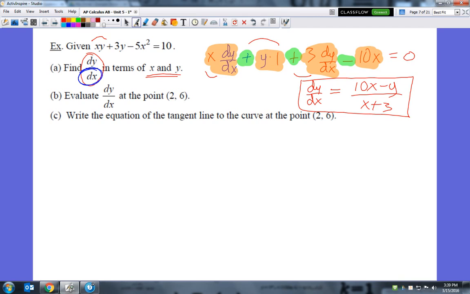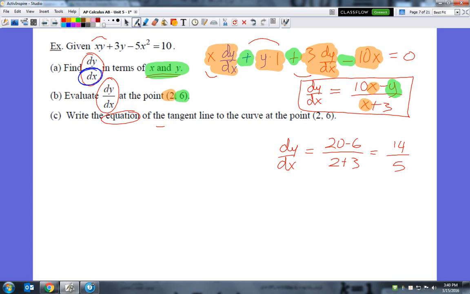Okay. So evaluate the derivative now at (2, 6). The difference now is that I'm not just going to use 2 the way you've been doing up to this point. Because you don't have your derivative function written in terms of only x anymore. You have it now written in terms of x, and you also have it written in terms of y. That's what this came from right here. So plugging in, I would get 20 minus 6 over 2 plus 3. Okay? So dy/dx at that point, or the slope at that point, would equal 14 over 5. Okay, so 14 over 5 would be the slope.